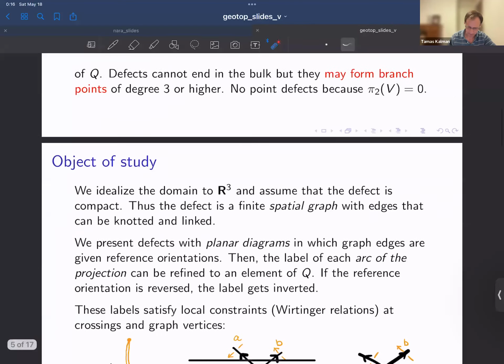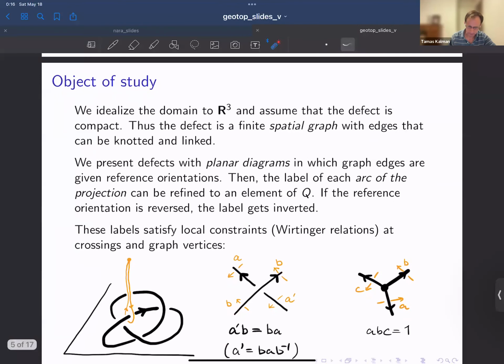Okay, so let me go on and say something about how we are going to go about this analysis. Well, of course, the domain for me is going to be R3. The defect is going to be bounded, compact. So I do not allow these defect lines to approach any kind of boundary, even if such things exist in the system. So that's the analysis that I'm about to carry out in this talk. So the defect in my mathematical model then is a finite spatial graph. Of course, its edges can be knotted and linked. It can look pretty complicated and everything.